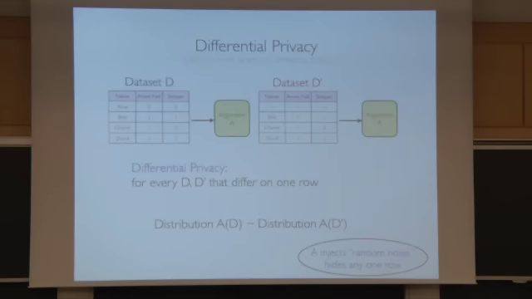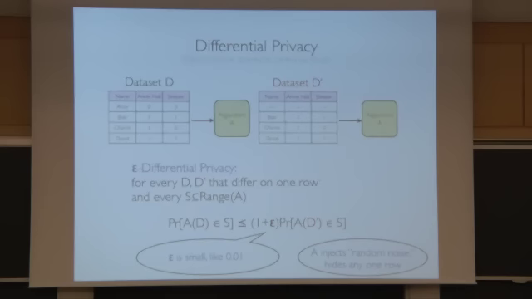And so differential privacy says this should hold for every pair of databases that differ on one row. So any one person in the database should be protected in this way. And it's a quantitative definition. So it says these distributions should be close in a very particular way.